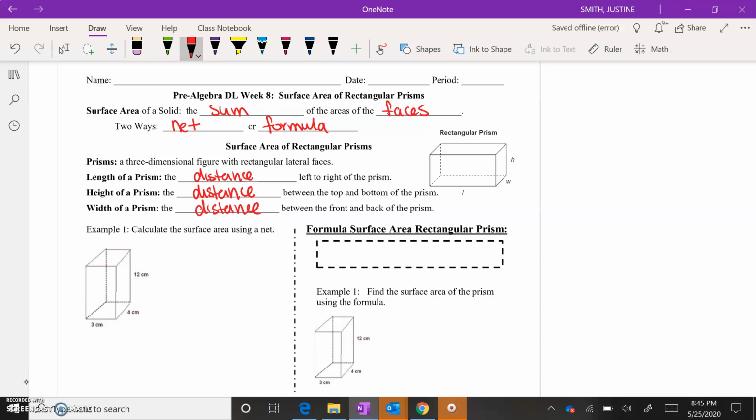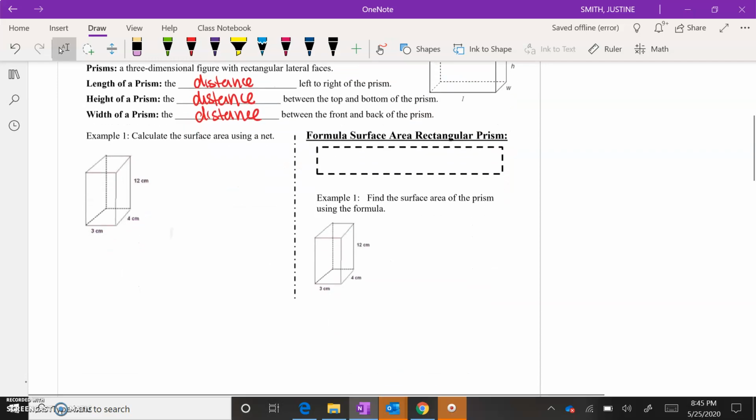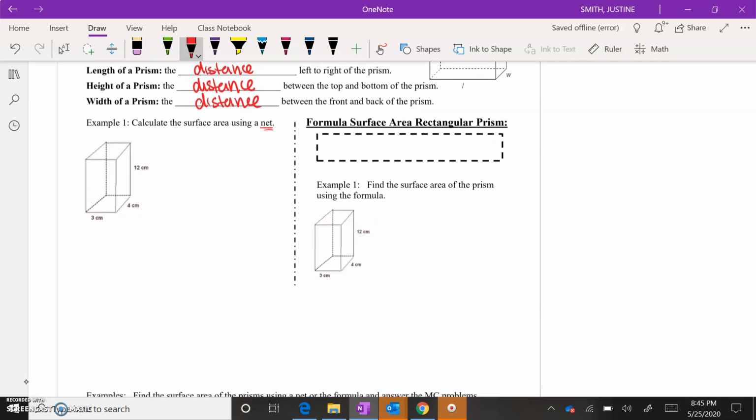So again, we can use two methods to figure out the surface area. Surface area would be like if I were to take this rectangular prism and wrap it with wrapping paper, I would have to cover all of the surfaces, right? So how much wrapping paper I would need to cover it all would be the surface area. If I calculate the surface area using the net of the figure, basically what I'm doing is unfolding the figure.